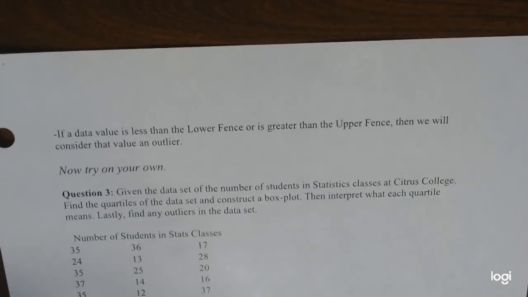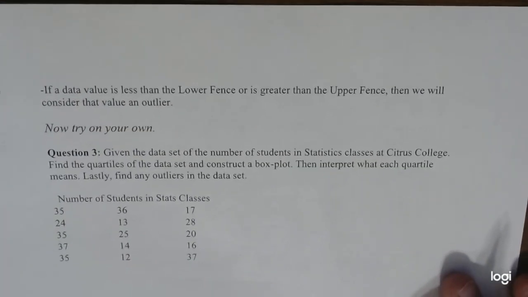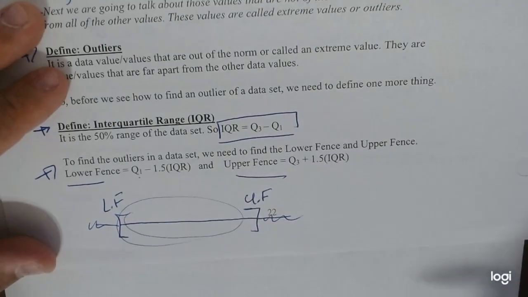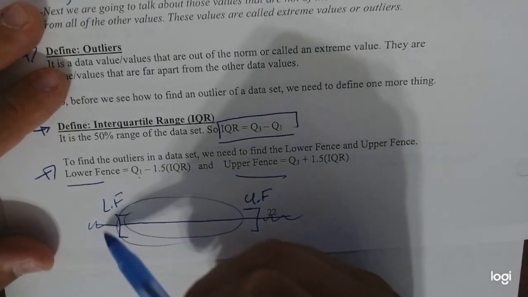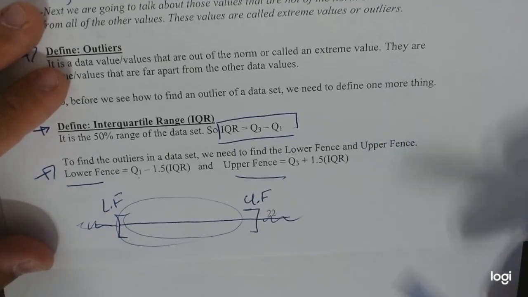And that's what I emphasize on the next page over here. It says if a data value is less than the lower fence or greater than the upper fence, it is considered an outlier. So again, like in algebra, any numbers between the lower fence and upper fence are okay. Everything outside of them will be considered outliers, or farther than expected.